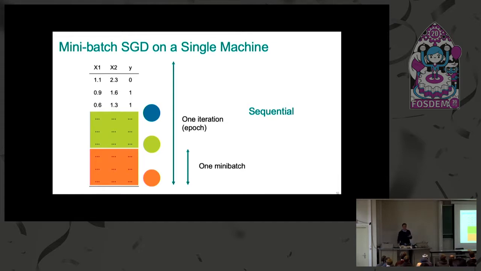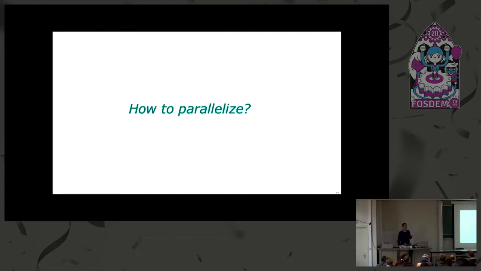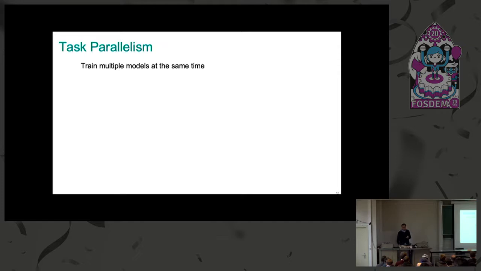So how would we do this on multiple machines? How would we run this in parallel? There are different ways to do this. There's task parallelism and data parallelism. So let's look at those briefly one at a time.